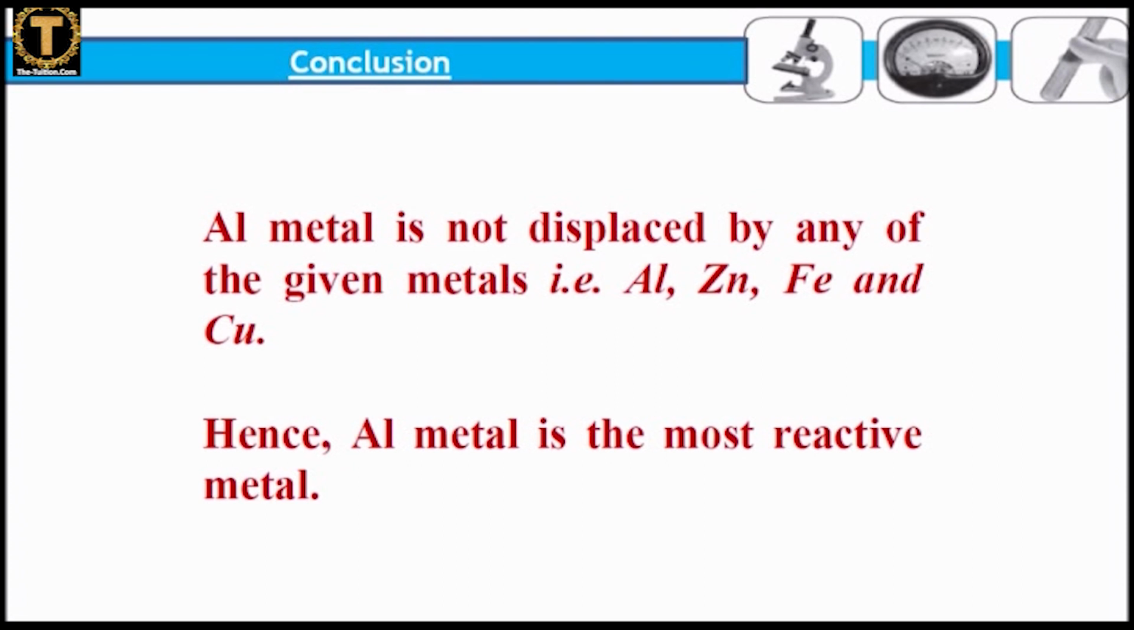Conclusion. Aluminium is not displaced by any of the given metals, that is zinc, iron, and copper. Hence, aluminium metal is the most reactive metal.